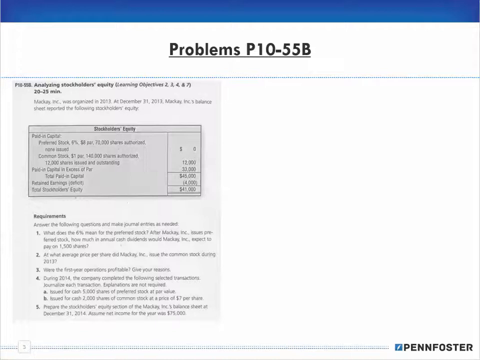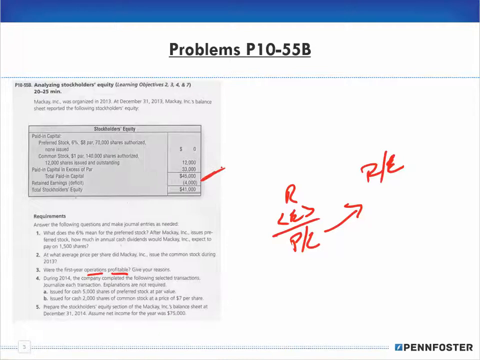Number 3. Were the first year operations profitable? Give your reasons. We're talking about operations being profitable, so we're talking about our net income, because our operations are our revenues less our expenses, which gives us a profit or loss, and that profit or loss is closed out to retained earnings. So I have to look at my retained earnings account, and since this is the end of just the first year, I can look directly at that number and see that it's a loss of $4,000. So no, it wasn't profitable.